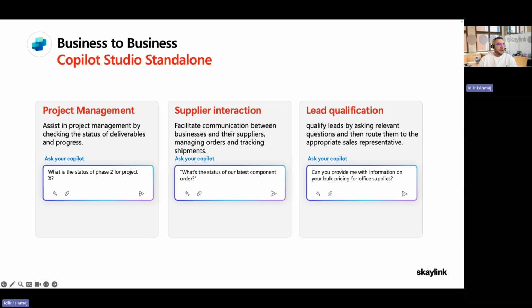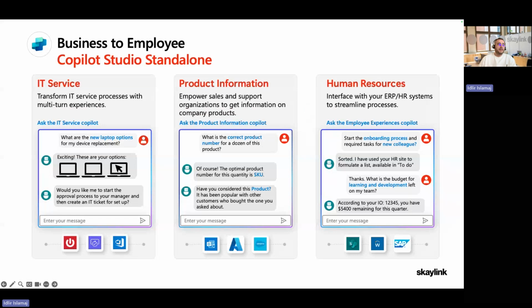The last one is business to employee. These are bots you can create for internal use, within your company. So, IT services. You can transform the IT service process with a multi-turn experience, meaning that you have the ability to use different tools and different connectors, as you see down here, to give information back to the user. This is something we have built already, so it will be one of the demos we're going to show, so you see how it actually works.